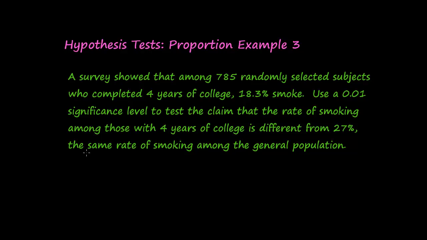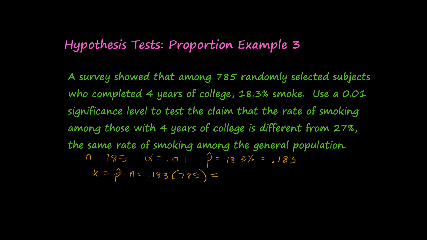Okay, so we have a sample size of 785 and an alpha of .01, and again they didn't give us x, so we'll calculate it. We know that our p hat taken from the sample, they found the proportion to be 18.3% or 0.183, so we'll find x by multiplying p hat times n. 0.183 times 785.